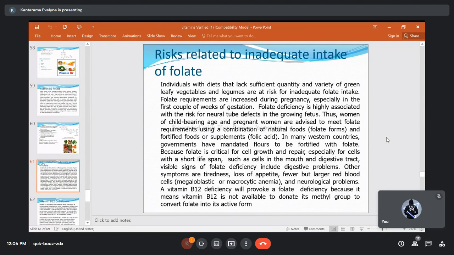A vitamin B12 deficiency will provoke a folate deficiency because it means vitamin B12 is not available to donate its methyl group to convert folate into its active form. So the active form of folate needs B12. So this B12 is needed to donate a single carbon to the inactive form of this vitamin to become active. So deficiency of B12 will affect the availability or the formation of this vitamin.